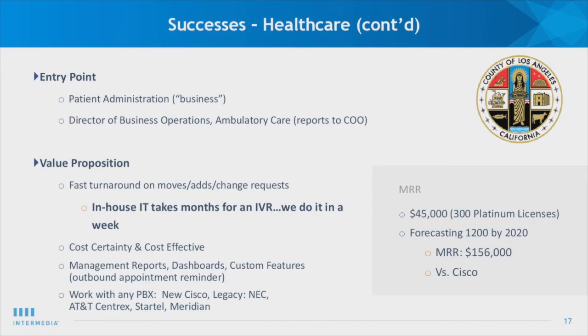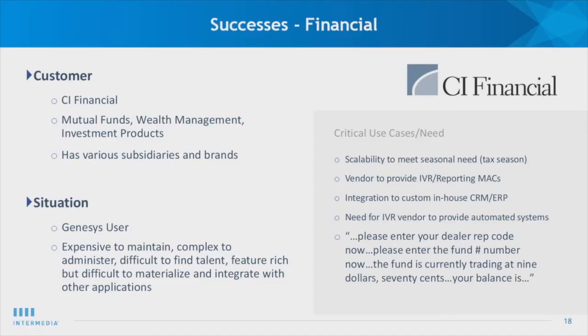Next use case, we're going to talk about financial. And we have, in this particular case, CI Financial. And they do mutual funds, wealth management. It's not a bank, right? But they get busy around tax time in Canada, around RRSP time. Too many R's in that, I think. So their situation was similar. This is funny. I mean, they're Genesis users, right? And Genesis, let's call it what it is.